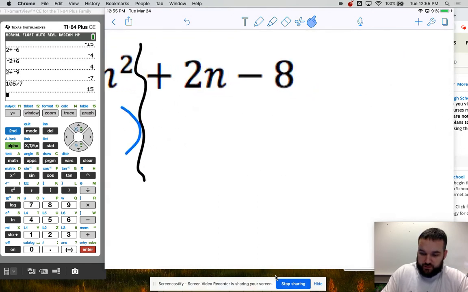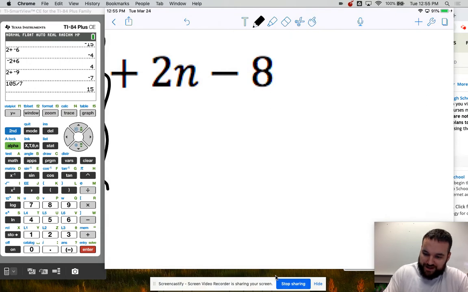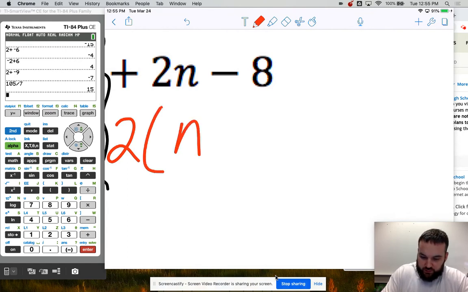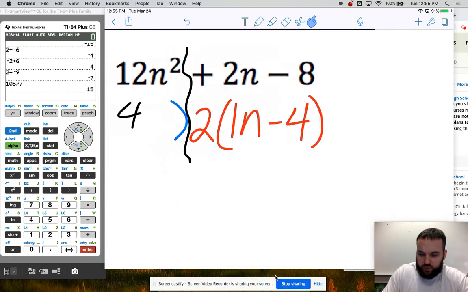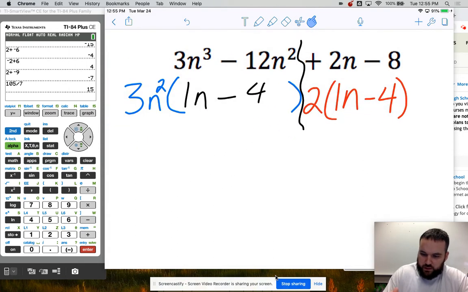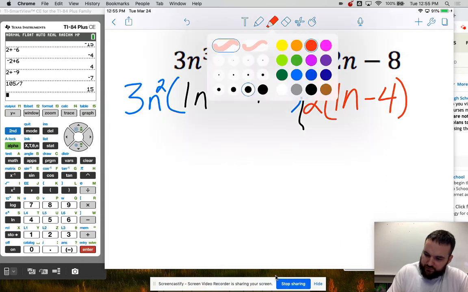Now we do the same thing with the second half. What does 2n minus 8 have in common? Well, I can divide both the numbers by 2. I can't put n there because 8 is without the variable. So then in here it would be 1n minus 4. And again, if you want to just put n minus 4, you can. It's totally fine. We check to see, hey, look at that.